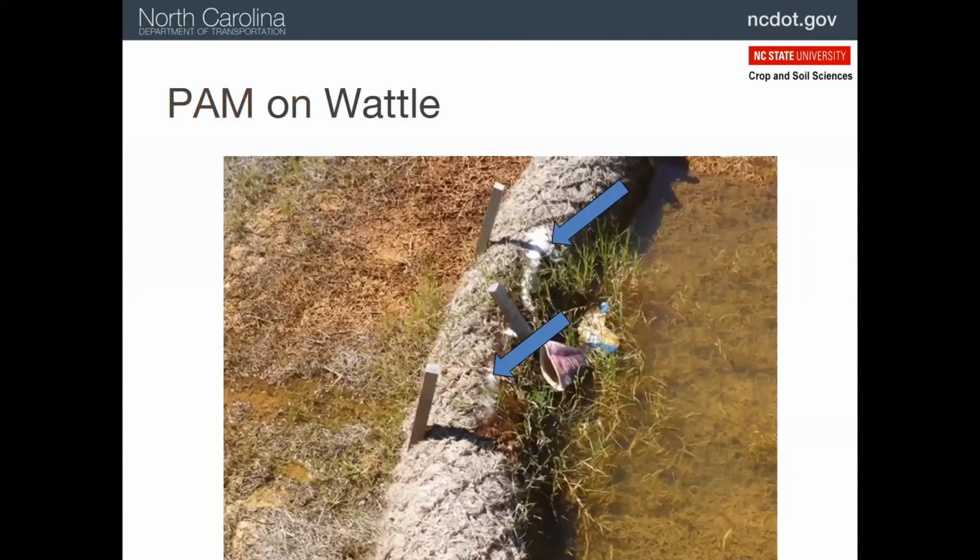So more on this polyacrylamide. I mentioned that it turns into a little bit of a jelly, as you see here. And that's what it should look like after a rainfall. Notice here that the water is very clear. And I can tell you from experience that the only way this water is as clear as this after a storm is if it's been treated with polyacrylamide.